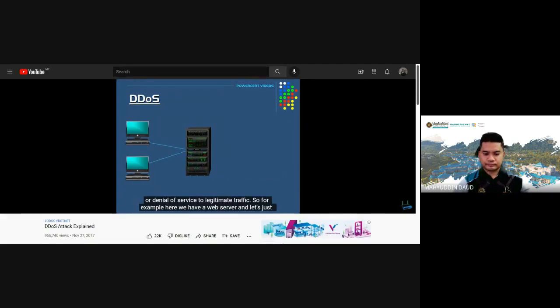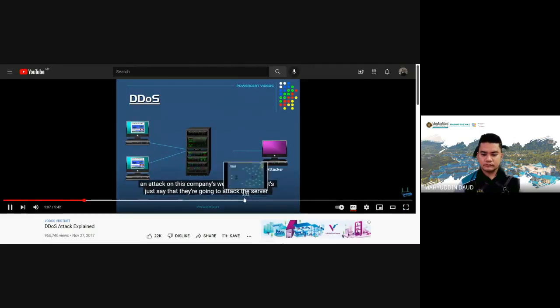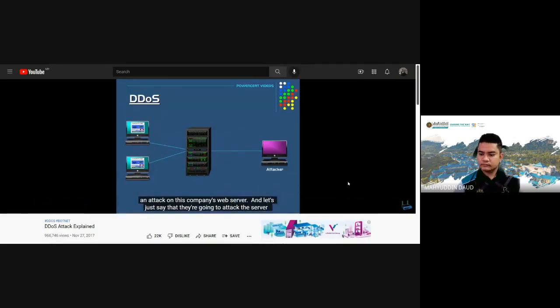So for example, here we have a web server. And let's just say that this web server could belong to a company that sells their products over the internet. And over here we have a couple of customers with their computers that are browsing the company's website, looking at the company's products or services. Now let's just say that someone just wanted to do an attack on this company's web server. And let's just say that they're going to attack the server for whatever reason. For example, maybe they don't like the company, or they don't like the owners of the company, or whatever.